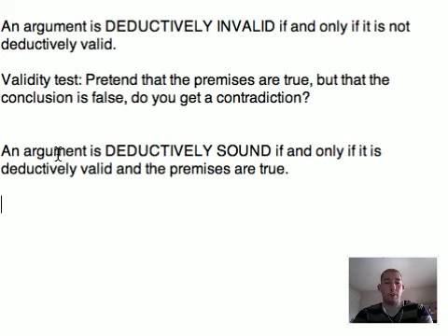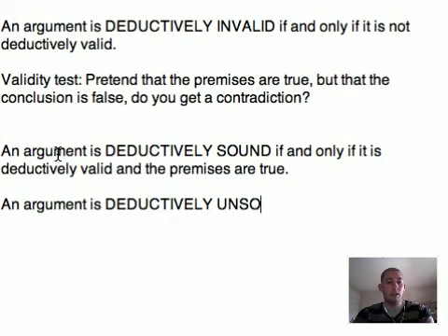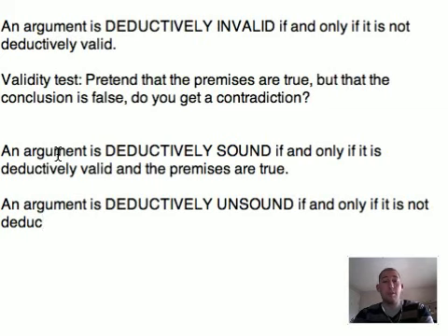And then we can also give our definition of deductively unsound. So here we say an argument is deductively unsound if and only if it is, what are you going to guess? If and only if it is not deductively sound. So in the same way as we defined deductive invalidity, we're going to define deductive unsoundness by just taking the complement of the other property. So in this case, to be deductively unsound means that you're not deductively sound. So an argument is deductively unsound if and only if it is not deductively sound.